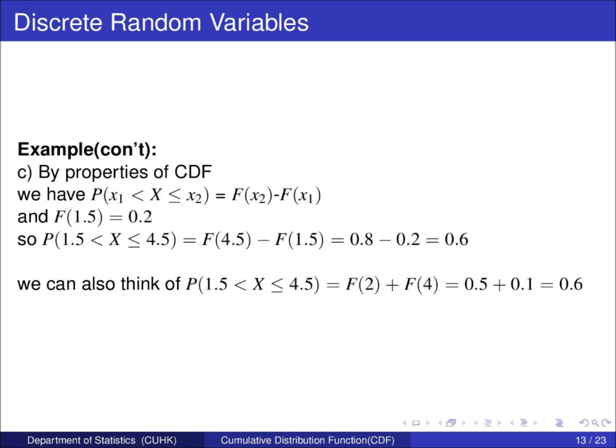We can also think of the probability of capital X larger than 1.5 and smaller than or equal to 4.5 as equal to f(2) plus f(4), which is also 0.6.